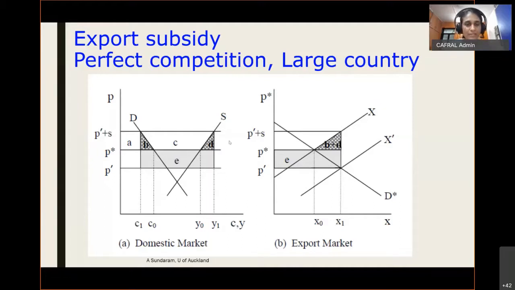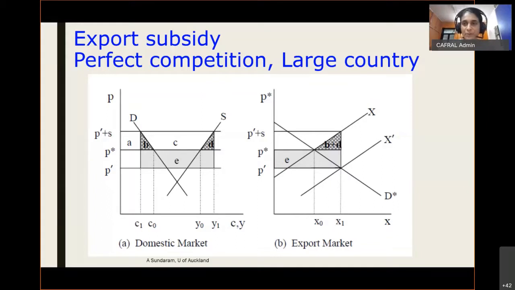And at the world price P star in the domestic economy, supply is going to be at point Y naught, demand is going to be at C naught. So the excess supply is going to be exported. So Y naught minus C naught is the level of exports. Now, suppose that the government comes in with an export subsidy. So it wants to encourage exports. What that does is at the same price P star, exporters are now going to be able to export a lot more, right? Because they're going to get that additional bump of a subsidy S.